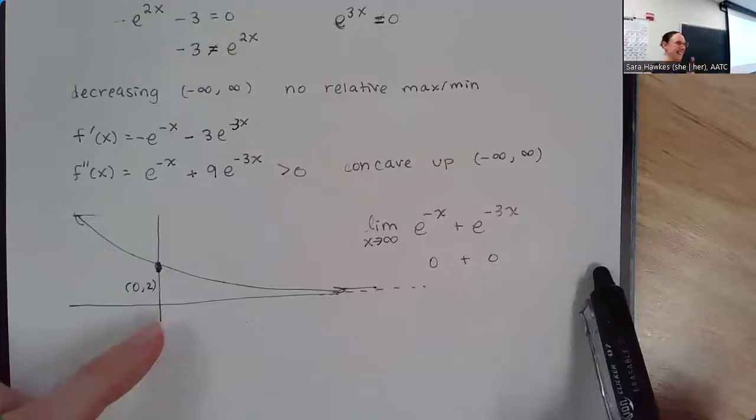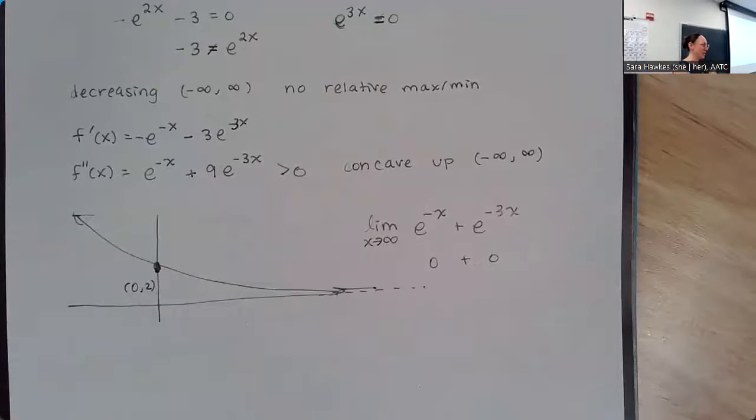Only 3 things can ever happen for the domain. Can't take the square root of 0. Sorry, I can take the square root of 0. I can't take the square root of a negative. I can't divide by 0. And I can't take the natural log of 0 or a negative number. We don't have any of that going on in this problem. So the domain is negative infinity to positive infinity, and there are no continuity issues.